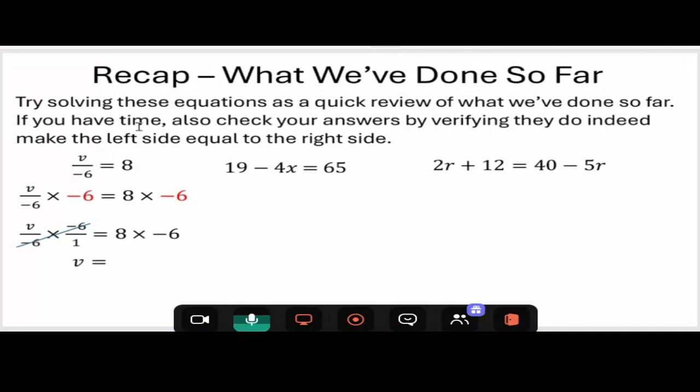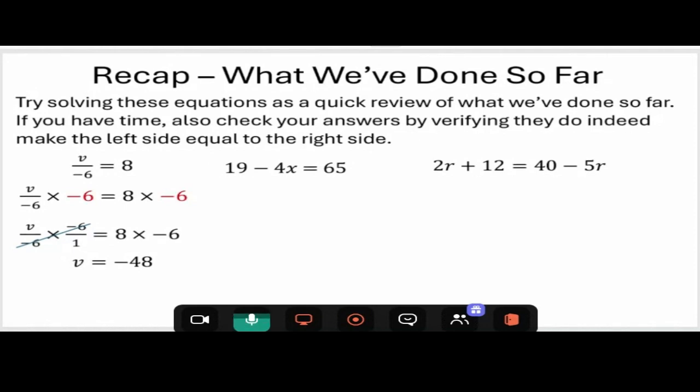So on the left, all that's left behind is v, which was the whole point, right? That was why we multiplied by -6 to make the divided by -6 go away and get the v by itself. And once we have the v by itself, we work out the other side, 8 times -6, -48, and we have achieved the entire point of isolating. Now we can see the answer, v equals -48.